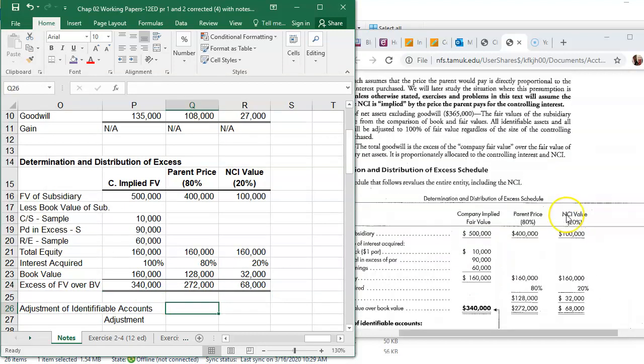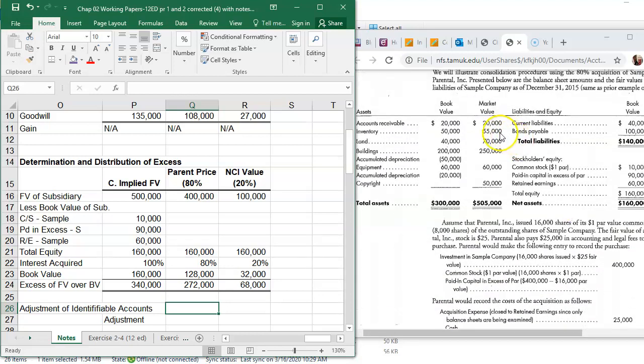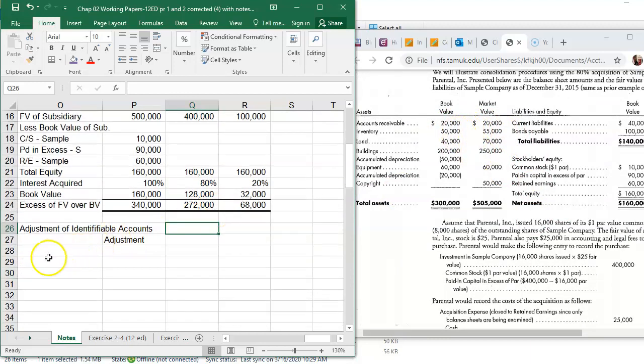All right, so back up here, what had they told us? Here's all of our fair values. Okay, so accounts receivable is the same. Inventory's got to go up by 5. Land is going to go up by 30. Buildings is going up by 50. Well, actually, it's going to go up by more. It was 150. Actually, I think I can just do the 50.